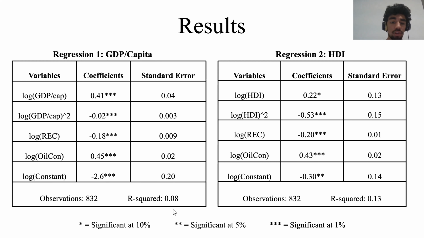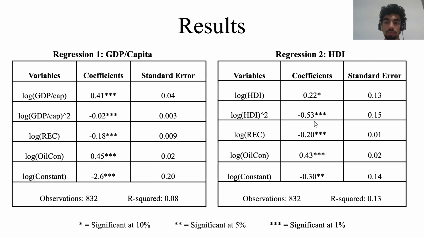The R-squared value is rather small, indicating that the data does not account for much of the variation within this model, which indicates that we may need to add other variables to account for the variation and include a larger sample size. Currently, the sample size includes 832 observations for both regressions.